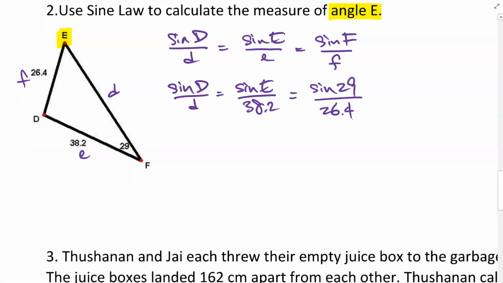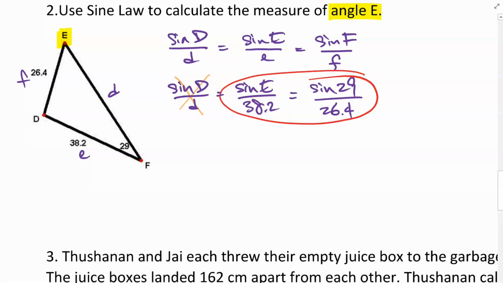At this point, we should be able to get rid of one of these ratios, and that's this one. It's not needed. Looking at what we do have, let's make sure we only have one variable we need to solve for, and that is the angle E, and that is correct.